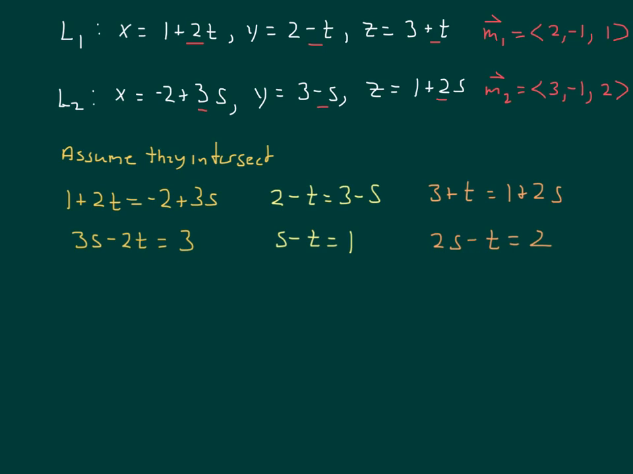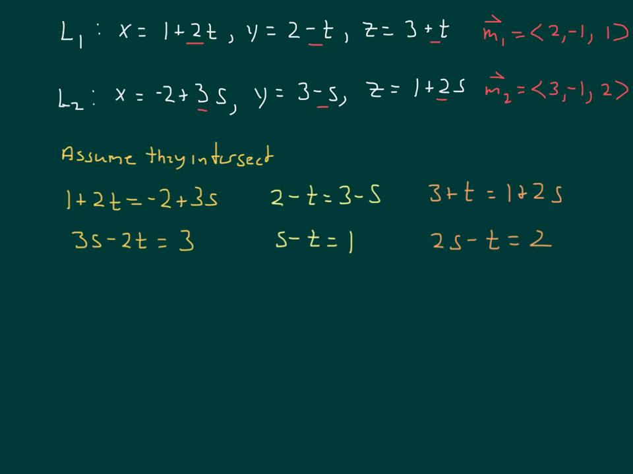Once you have that solution, you're going to check that in the third equation. If the third equation comes out to be true, then you know that the lines intersect. If when you check the solution in the third equation you get something that is not true, you know the lines are skew.